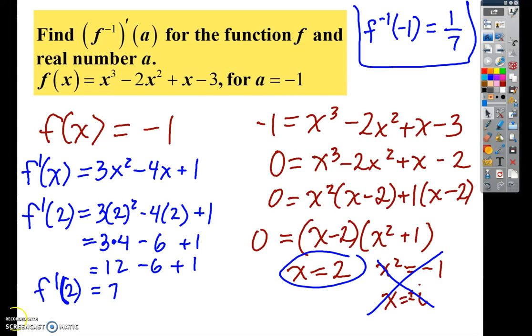All right, so here's my answer. F inverse prime of -1 is equal to 1/7. And again, what I've done here is I first figured out where the equation was equal to -1. Some basic factoring by grouping to figure that out. These led to fake numbers. That's the real answer. Then I found the derivative of f of x and evaluated it at 2. And my answer is 7. And so this is 1/7 because they're reciprocals. So that's how you're going to do that.